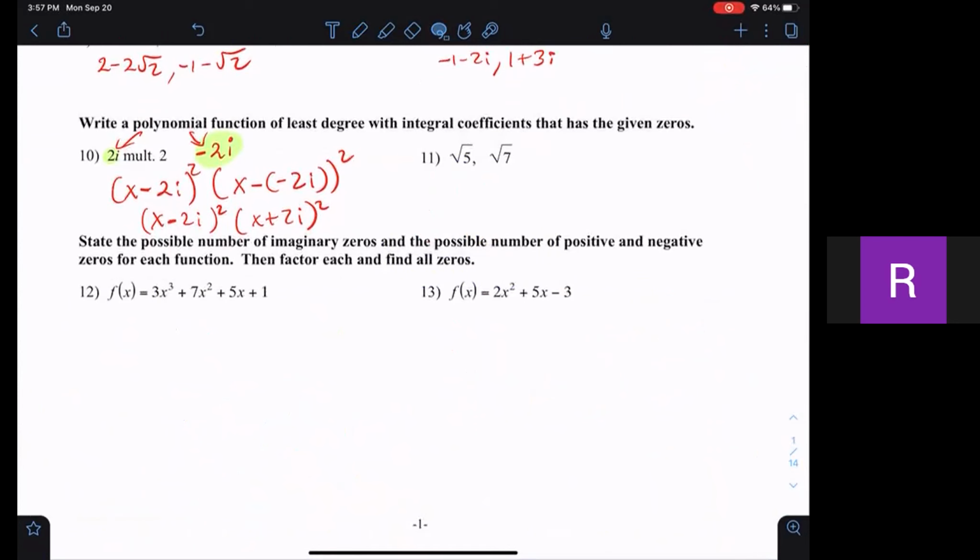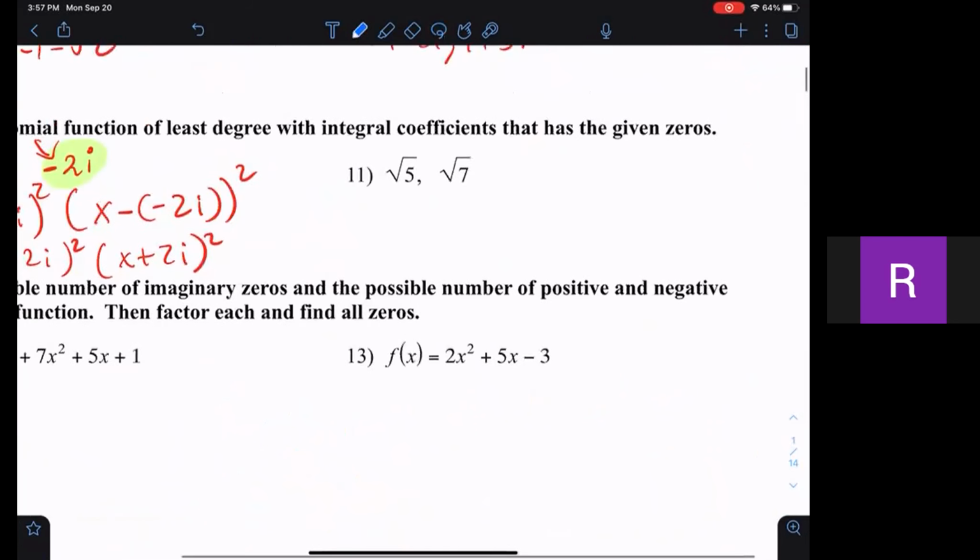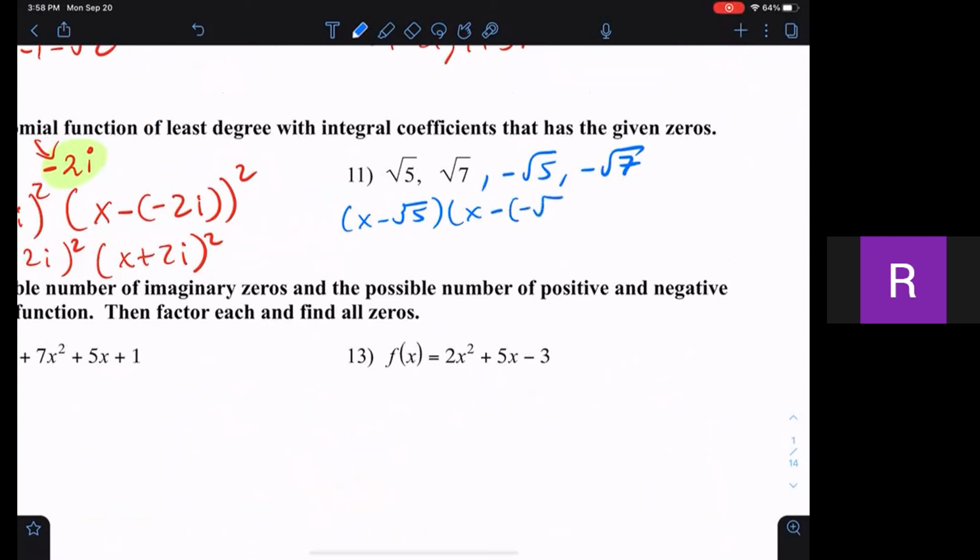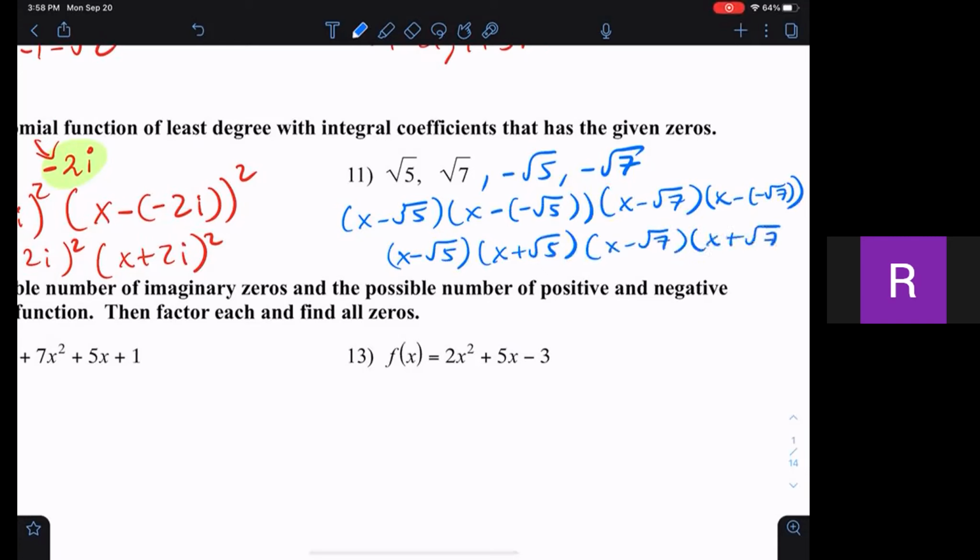So next one. This one is going to be easy. x minus root 5 and x minus root 7. Let's do it step by step: x minus root 5, x plus root 5, x minus root 7, x plus root 7. So this is the difference of squares. I'm going to work it out with this one first.